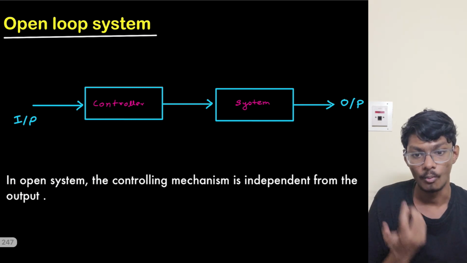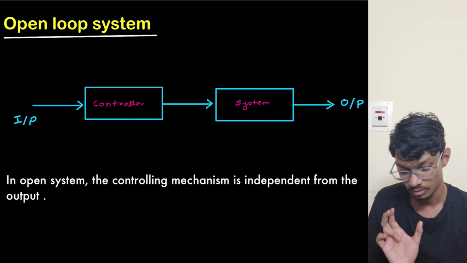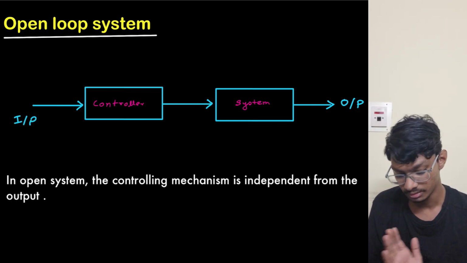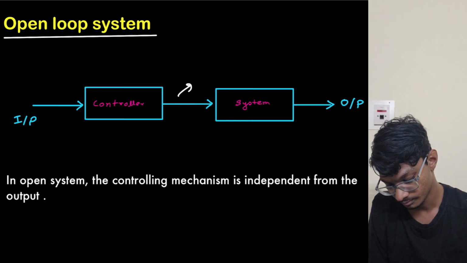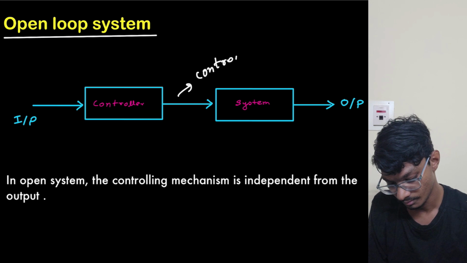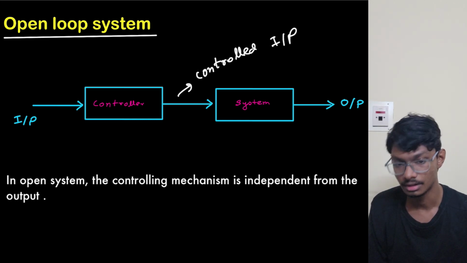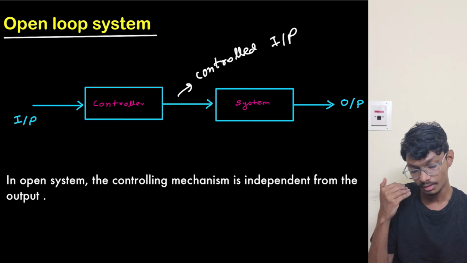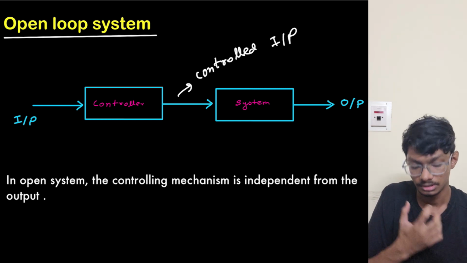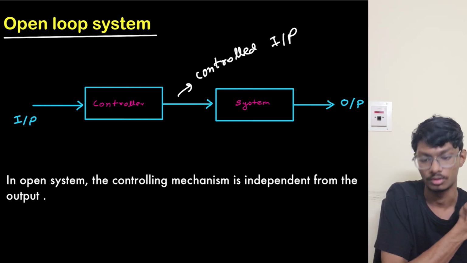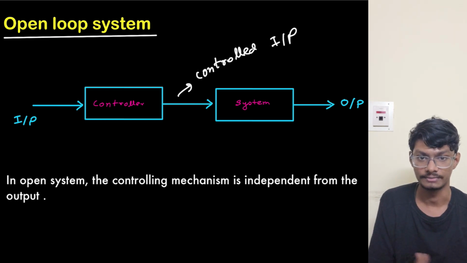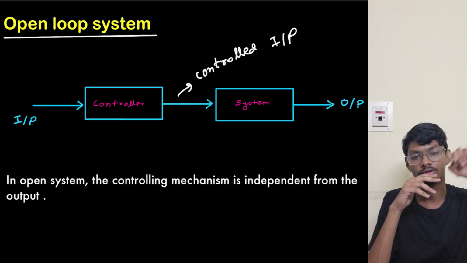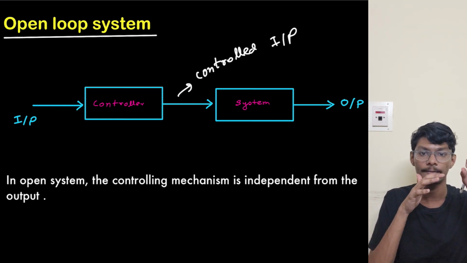Now what is an open system? So open system, as I already explained, like this is a fan and we're giving input to the controller, the regulator, and this controller is giving controlled input to the system, right? Controlled input to the system. Okay, now in the open system, the controlling mechanism is independent from the output. What do you mean by that? So whatever this output speed is, it isn't getting fed back to the controlling mechanism. So whatever the controlling mechanism is, it will be there.